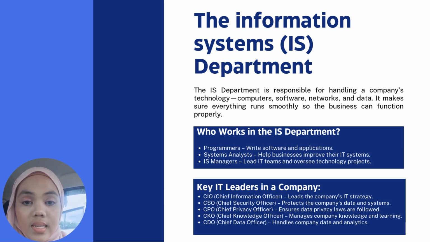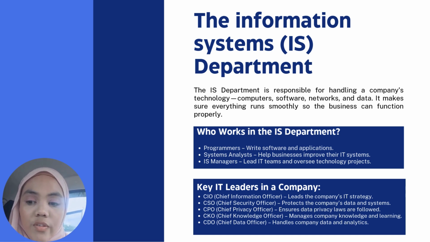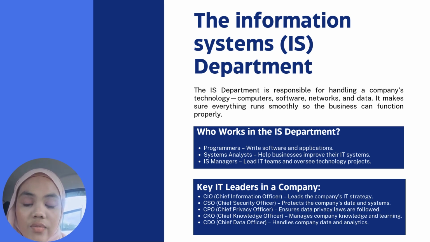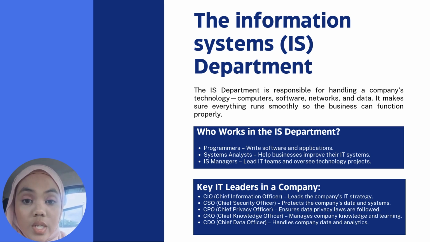For the key IT leaders in the company, we have the Chief Information Officer or CIO, Chief Security Officer, Chief Privacy Officer, Chief Knowledge Officer, and the last one, Chief Data Officer. The CIO leads the company IT strategy. The Chief Security Officer protects the company data and systems. The Chief Privacy Officer ensures data privacy laws are followed. The Chief Knowledge Officer manages company knowledge and learning. And the Chief Data Officer handles the company data and does analysis.